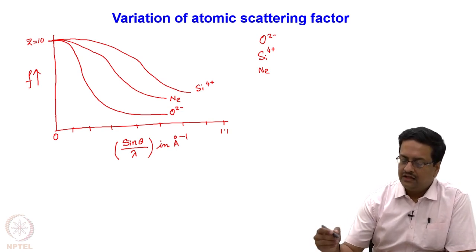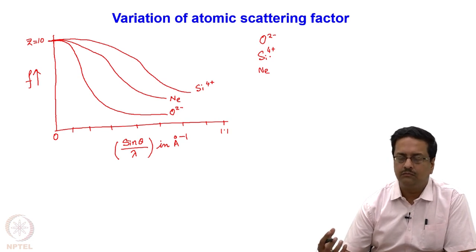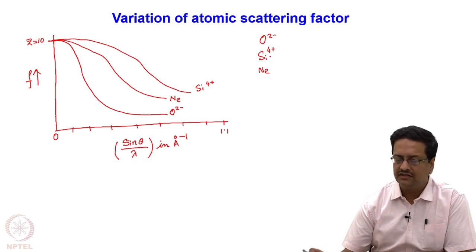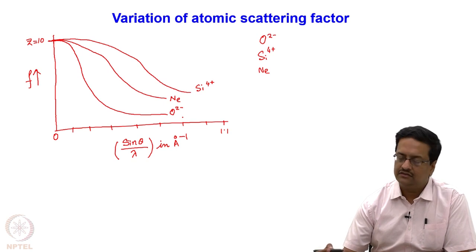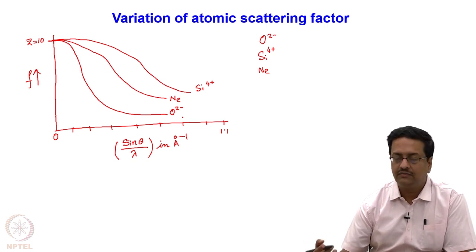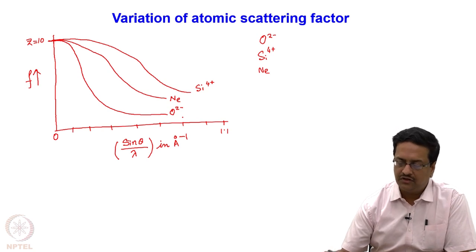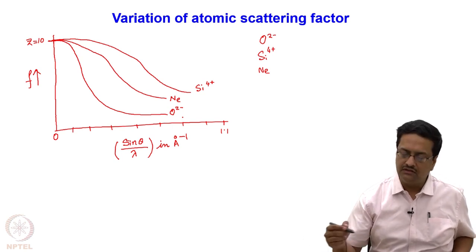Why is it like that? In the case of Si4 plus, the nuclear charge is much higher. As a result, it can bind the electrons more tightly towards it. As a result, the electrons are more closely associated with the atom itself. Hence, its scattering power does not reduce very fast as it happens in the case of oxide, where the nuclear charge is much less compared to silicon. As a result, the nucleus does not have a significant hold on the electrons, and the electron cloud for oxide is much more diffused compared to the electron cloud around silicon, and hence the scattering power of oxygen falls very rapidly. So, this is how the scattering factor changes with different atoms.